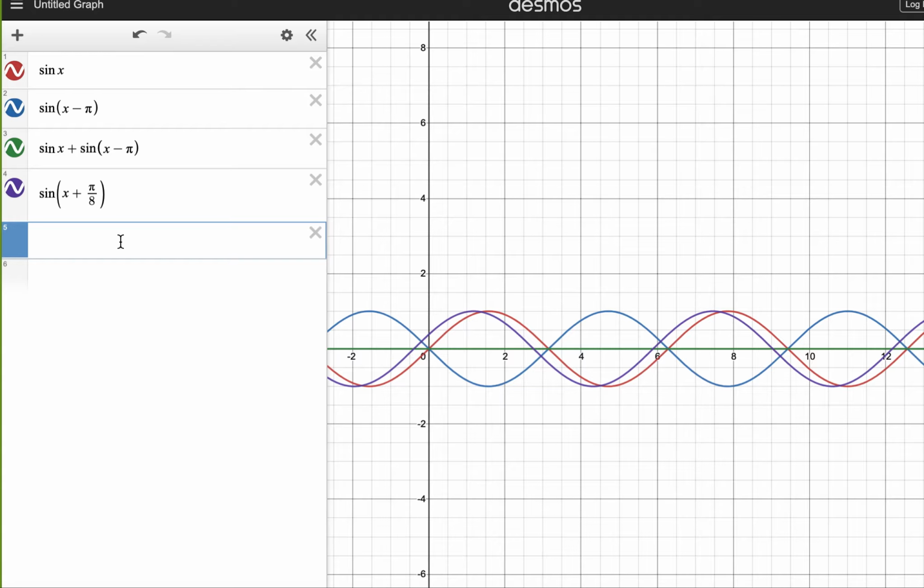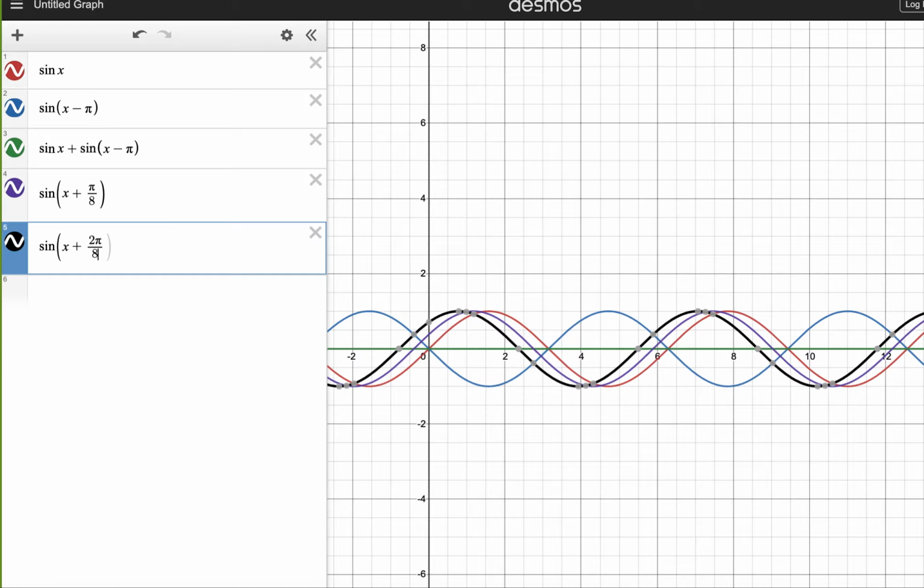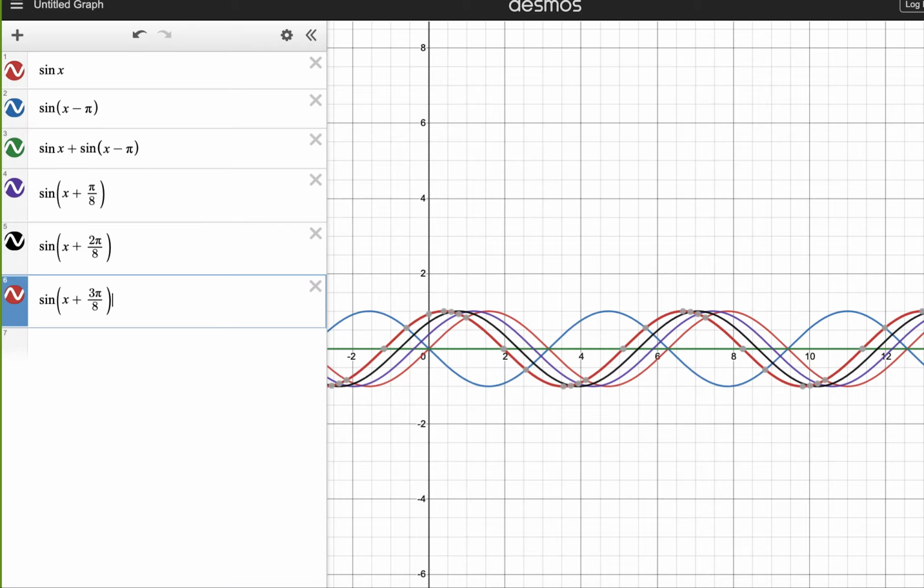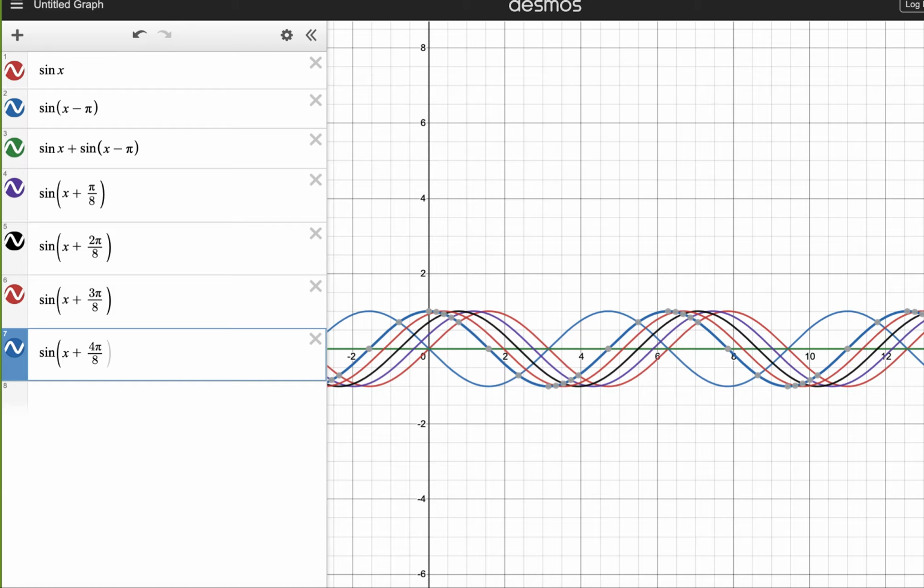With that in mind, we would have sine of x plus 2 pi over 8, sine of x plus 3 pi over 8, and so on. You can see what it's doing. And what's going to happen is we would add all these waveforms together.